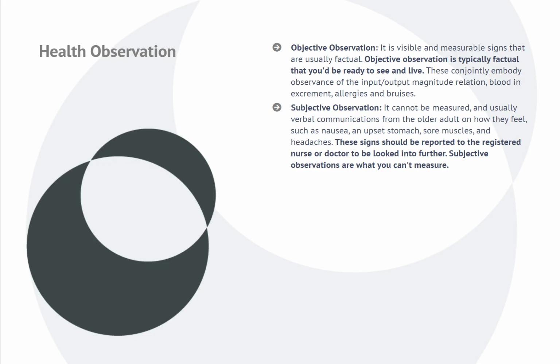Subjective observation: it cannot be measured, and is usually verbal communication from the older adult on how they feel, such as nausea, an upset stomach, sore muscles, and headaches. These signs should be reported to the registered nurse or doctor to be looked into further. Subjective observations are what you can't measure.